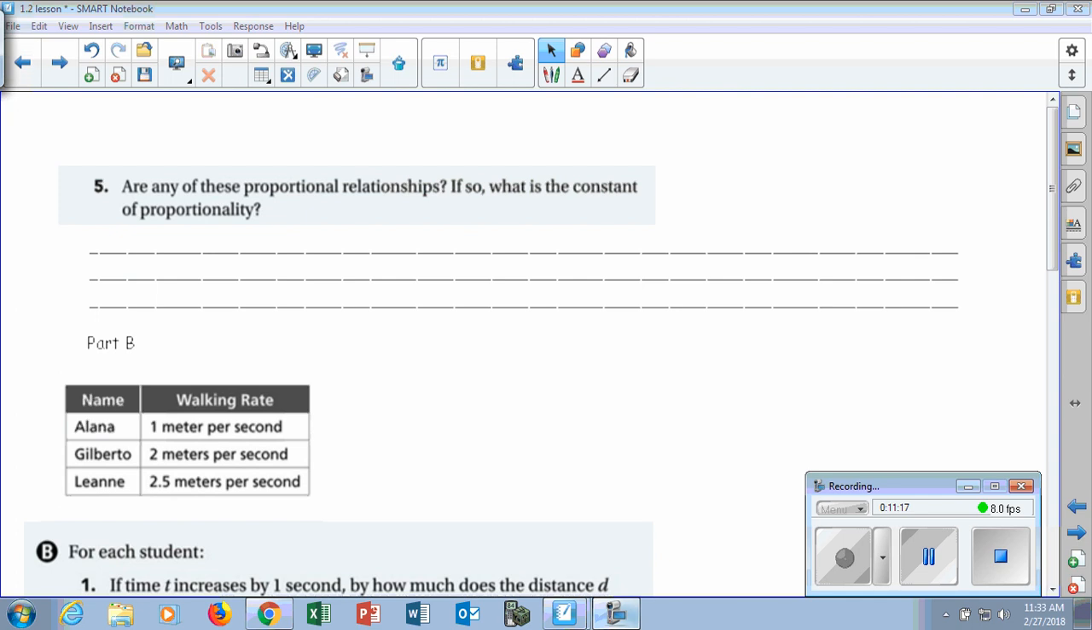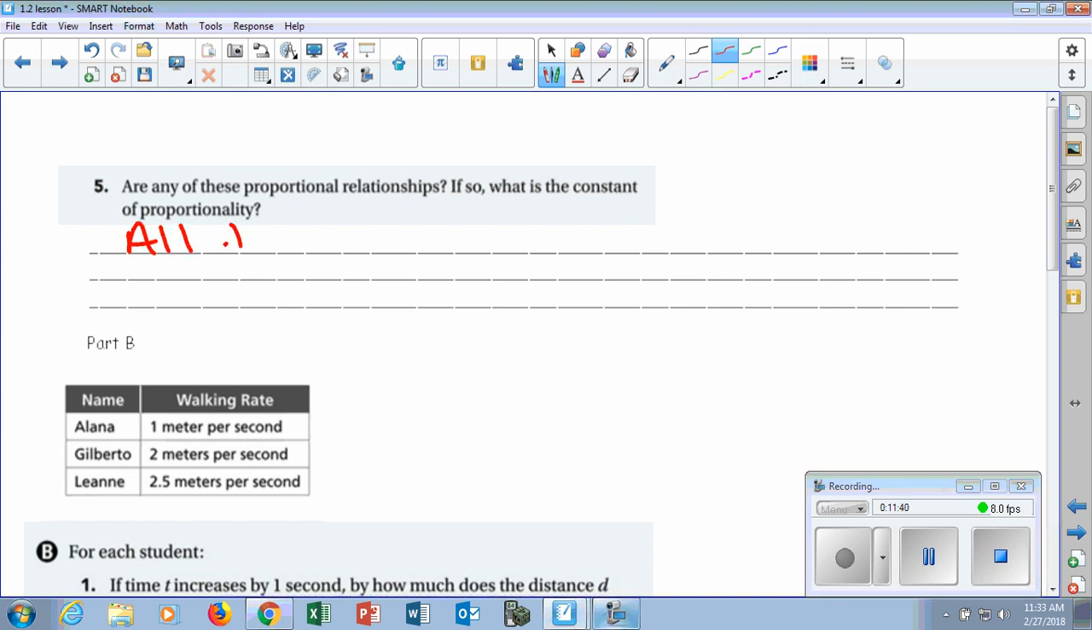Okay, let's come back together. Okay, are any of these proportional relationships? Yeah? Okay, you say they are. Hands on your head if you think all three of these are proportional relationships. Okay, a lot of you think that. I agree. All three are proportional relationships.